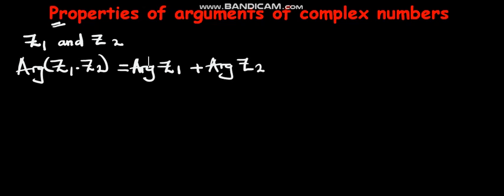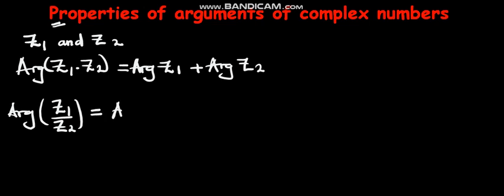Are we together? Someone may also divide z1 and z2, and they tell you find the argument of z1 out of z2. It is also quite simple. We say it is the same as saying argument of z1 minus argument of z2. We can have our first example.